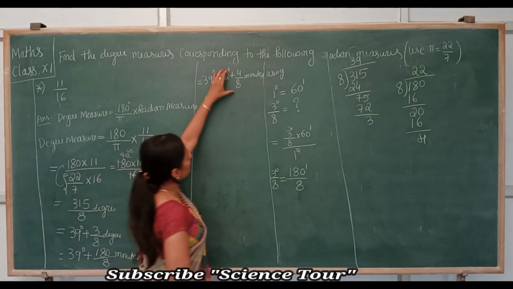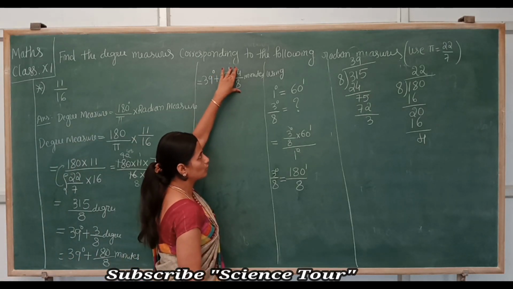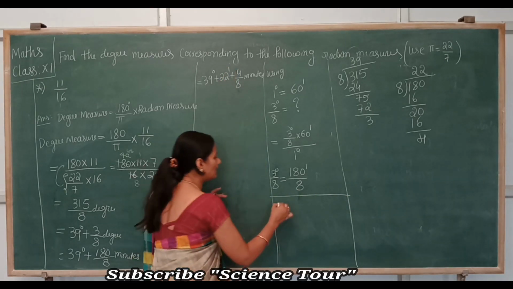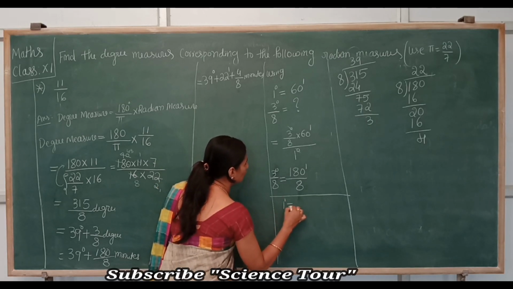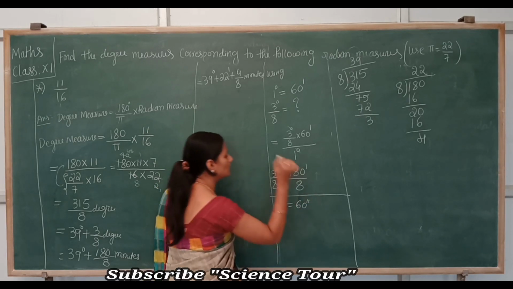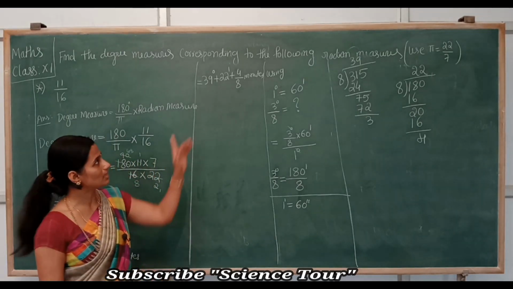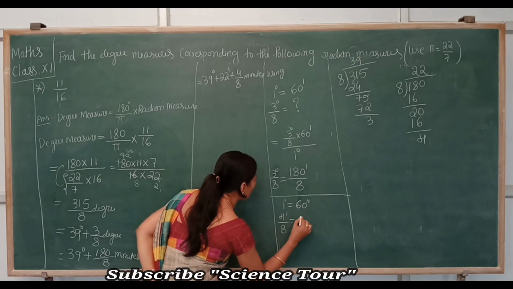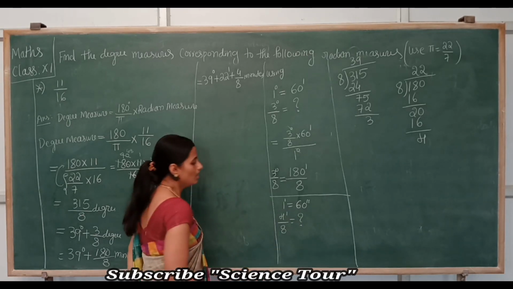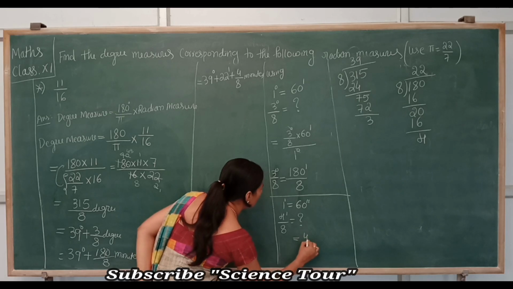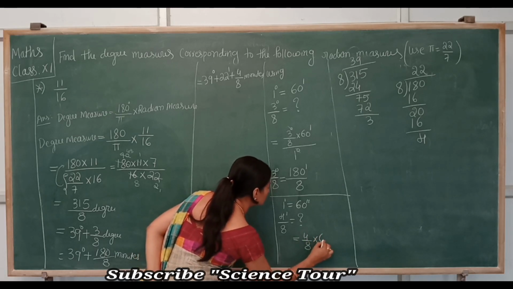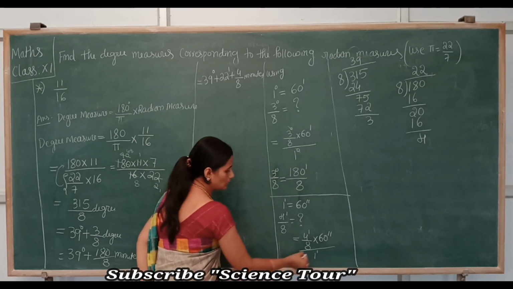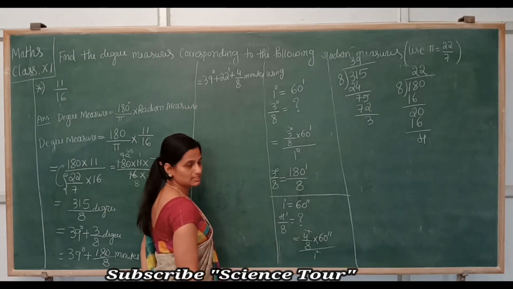So now this fraction of a minute should be converted to seconds. So how to convert that to seconds? You know that 1 minute is equal to 60 seconds. So 4 by 8 minutes is equal to how many seconds? That is equal to 4 by 8 into 60 seconds divided by 1 minute. So this minute and this minute units get cancelled.